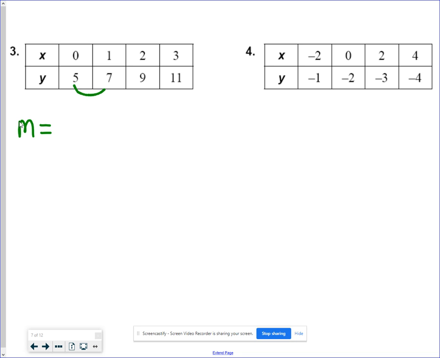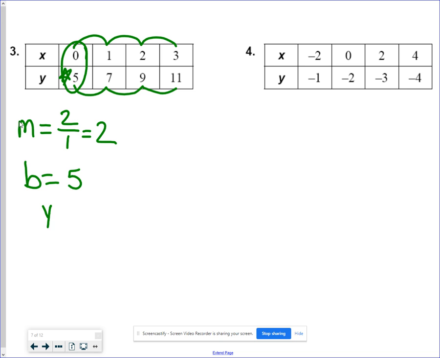So what's happening with my y's? To go from 5 to 7 to 9 to 11, this one is actually increasing by 2. And the x is also increasing, but this time only by 1. So my slope is 2. My y-intercept is when the x is 0, so it's right here. My y-intercept is 5. So my equation is going to be y equals 2x plus 5.